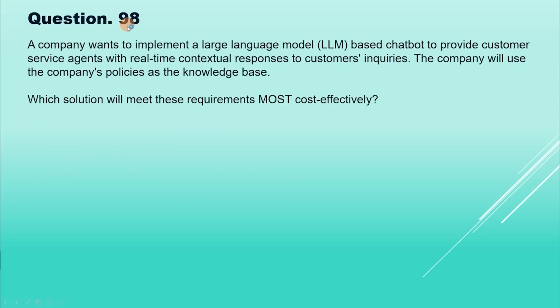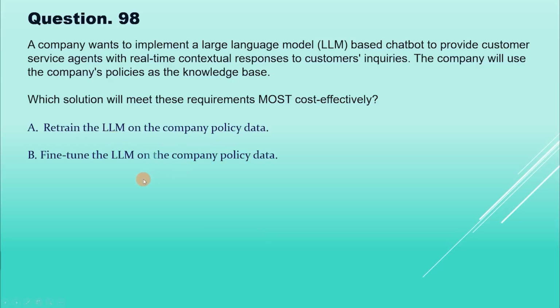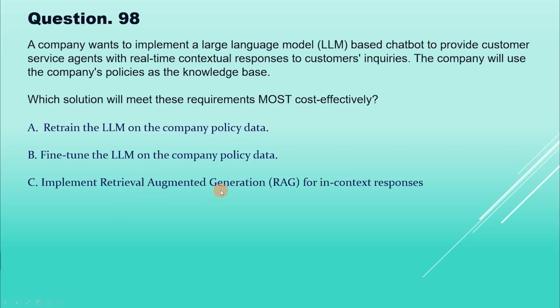Now question number 98. A company wants to implement a large language model based chatbot to provide customer service agents with real-time contextual responses to customer inquiries. The company will use the company's policy as the knowledge base. Which solution meets this requirement most cost effectively? This is the keyword here. Option A, retrain the LLM on the company policy data. Option B, fine tune the LLM on the company policy data. Option C, implement retrieval augmented generation for in context responses. Option D, use pre-training and data augmentation on the company policy data. Take your time to guess the correct answer.